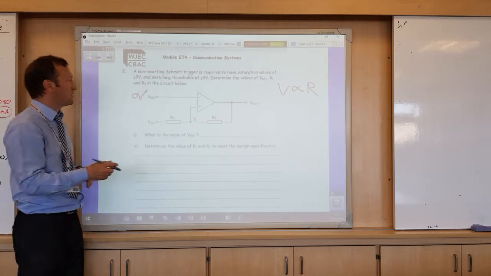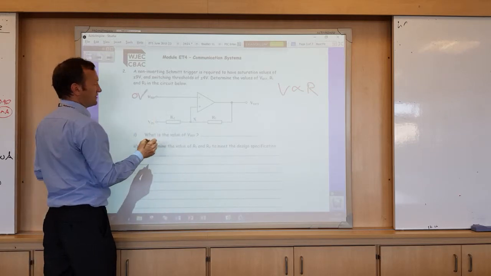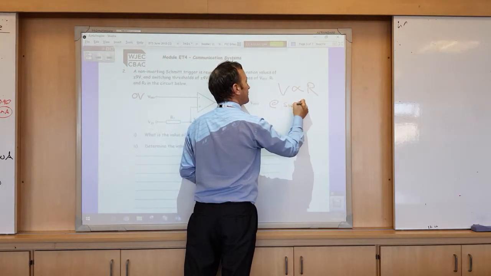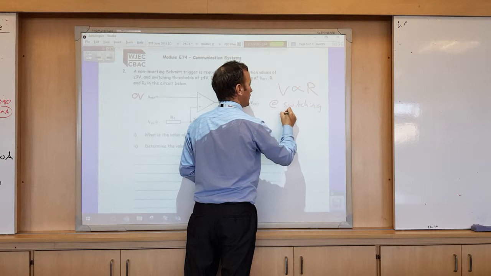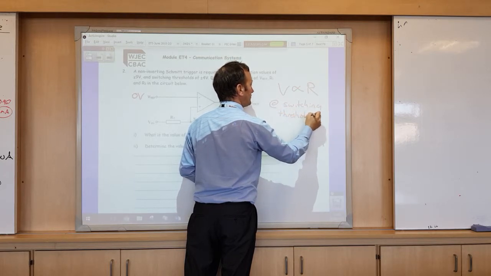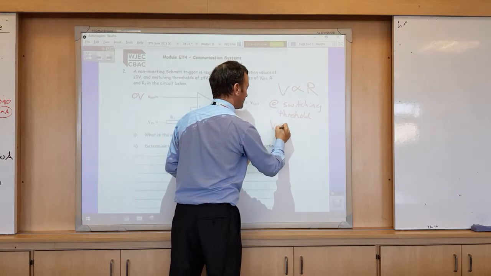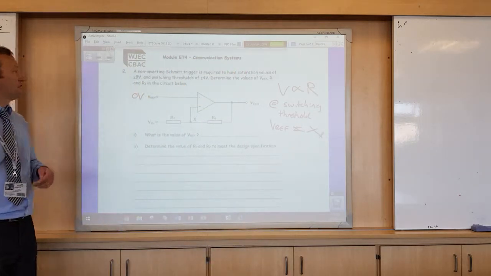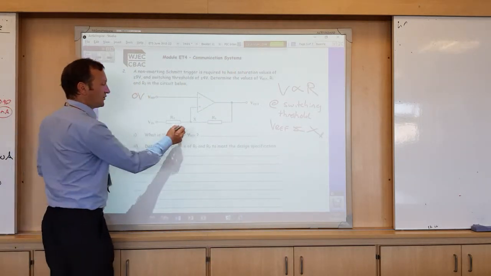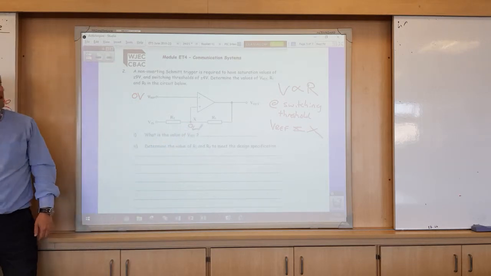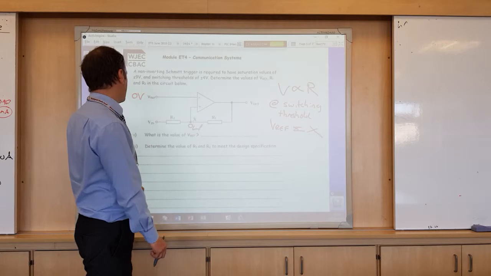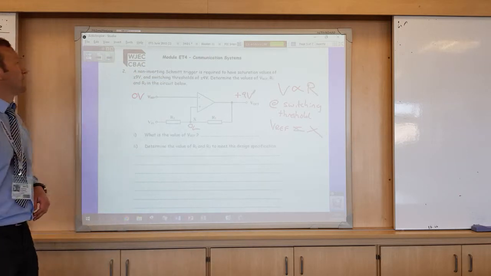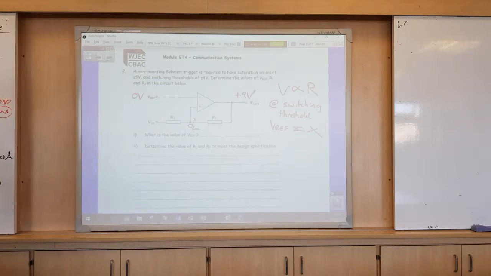Okay? Now we know from that, at the moment the Schmitt shifts from one state to another, at the switching threshold, V ref equals X. Okay? So that means we know that is 0 volts. That means we can make the saturation value here plus 9 volts, and switching thresholds of plus or minus 4 volts.